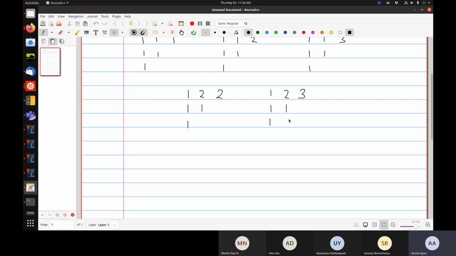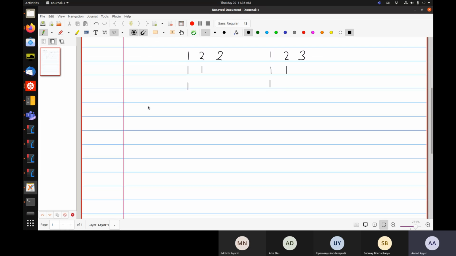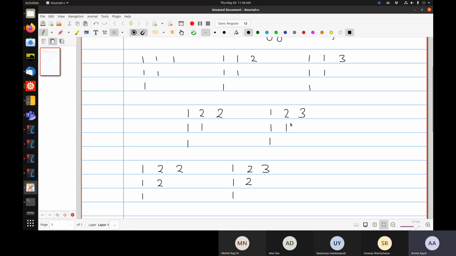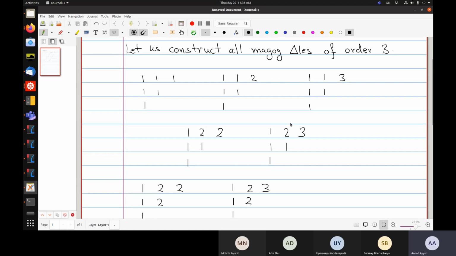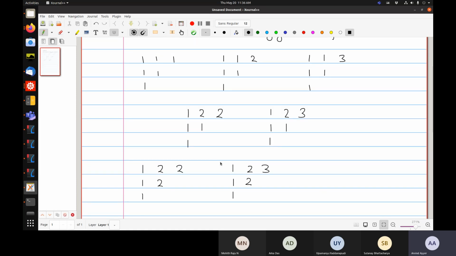Okay, so I need 2 more, and I can do that as follows. I can now tweak this entry, so I cannot make this larger than 2, remember. If I make this a 2, this has to be at least a 2, but this can be at most a 2, then this is fixed, and then I have the last one, which is this. Okay, so these are the 7 Magog triangles of order 3. You can see you don't have any other choice.